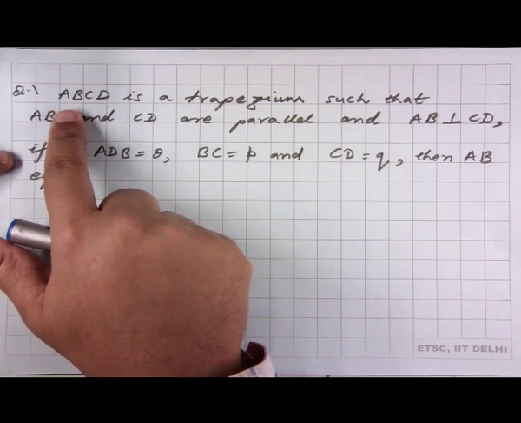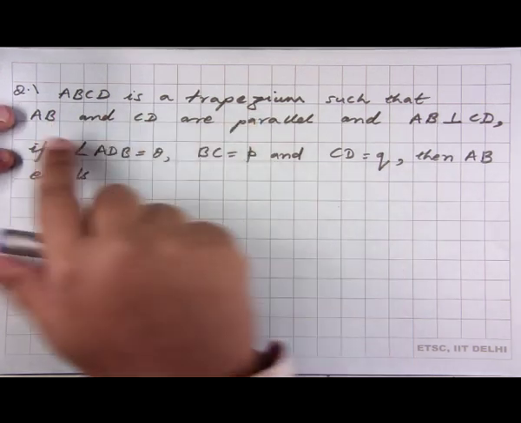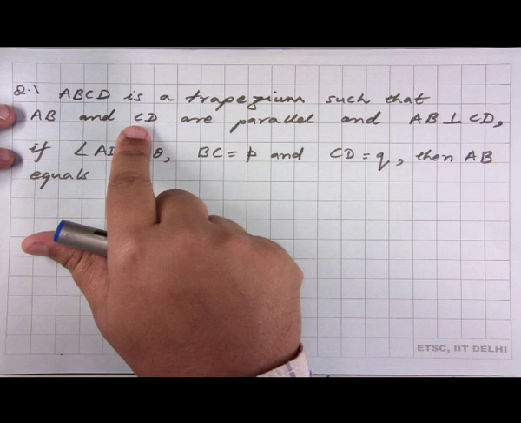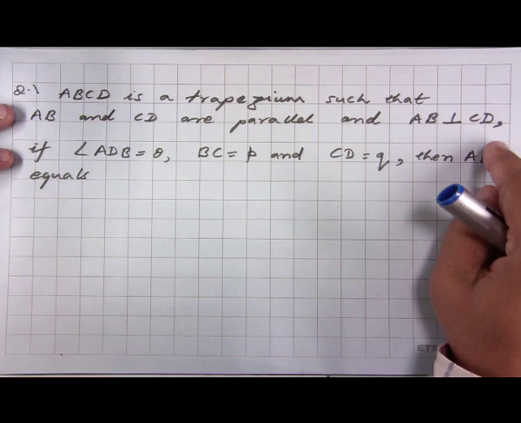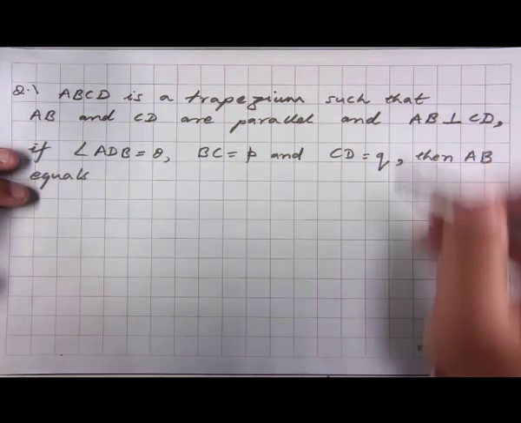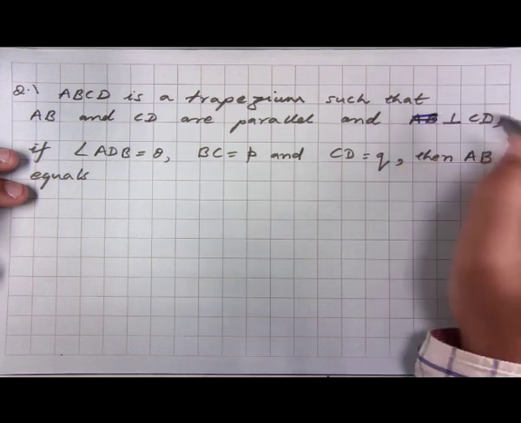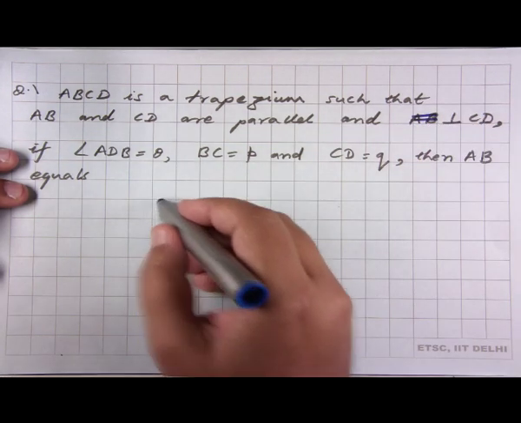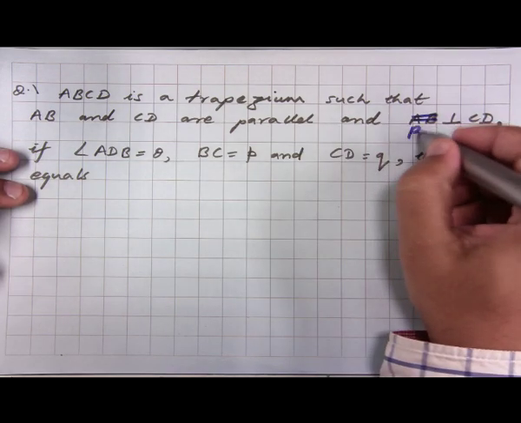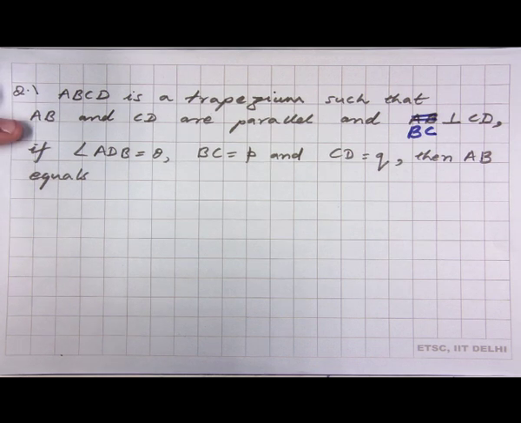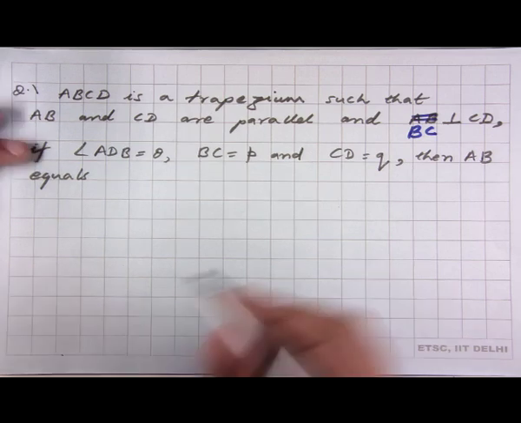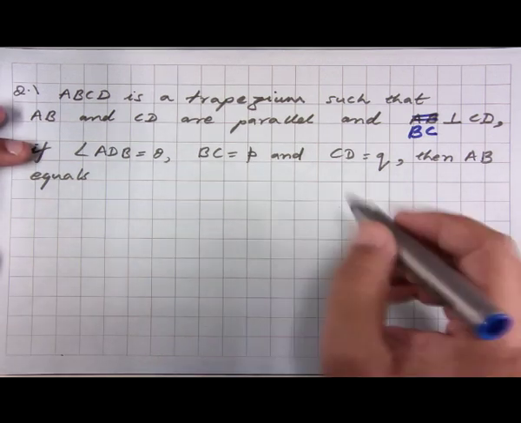So, the problem says that there is a trapezium ABCD such that AB and CD are the two parallel sides of the trapezium, and further that, so there is a typo here, this should be BC. So, AB and CD are parallel and BC is perpendicular to CD. So, it is most probably something like this.